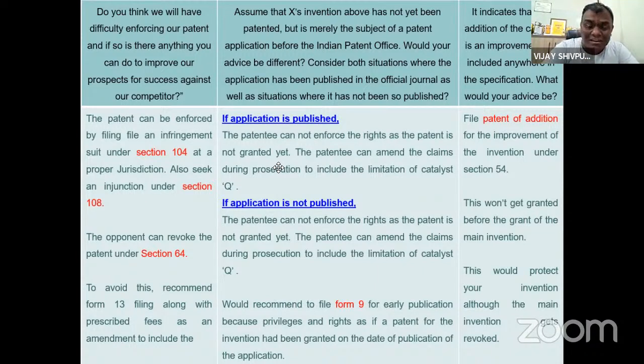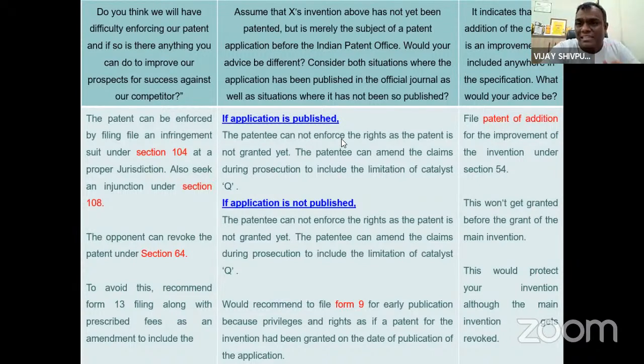Now, this is the real answer for this. Now, you have to mention about the infringement, for the first question. Second, you have to mention about the revocation and form 13. Third, for the second question, you have to distinguish between application is published and not published. In not published, you can include the early publication request under form 9 actually.